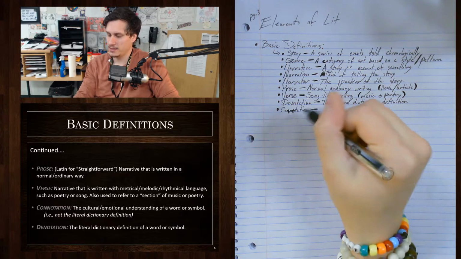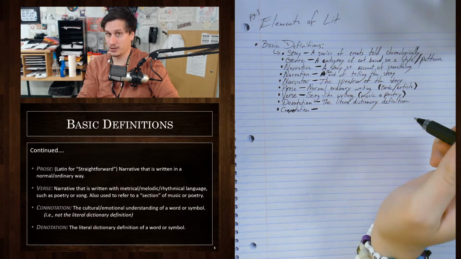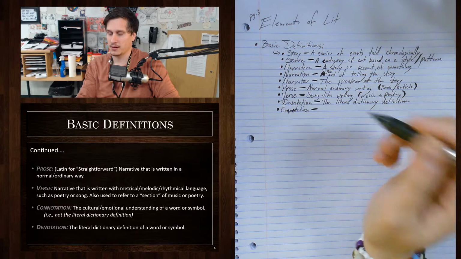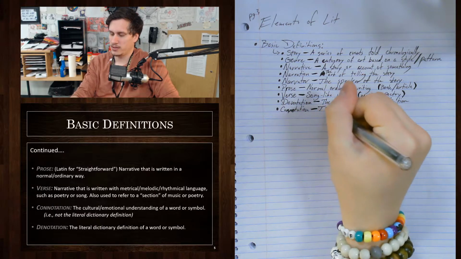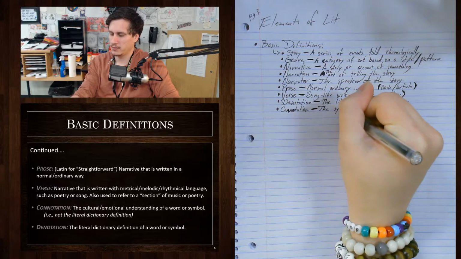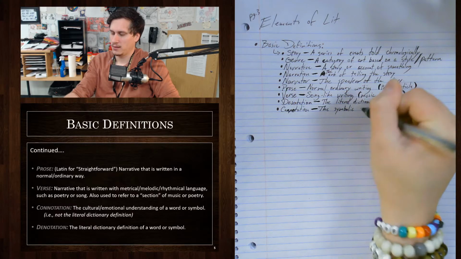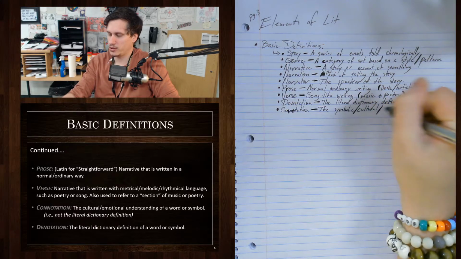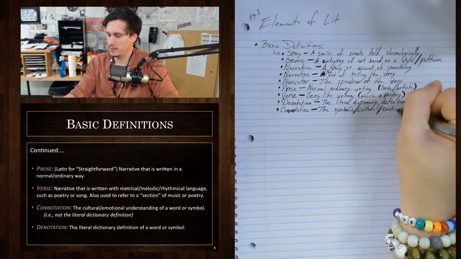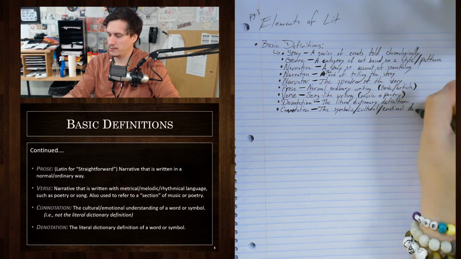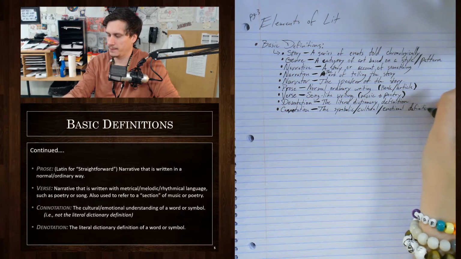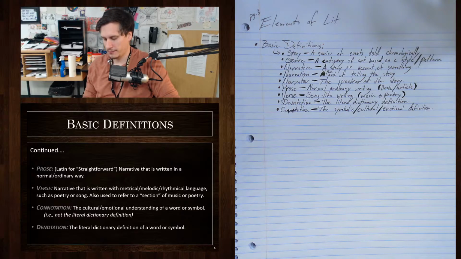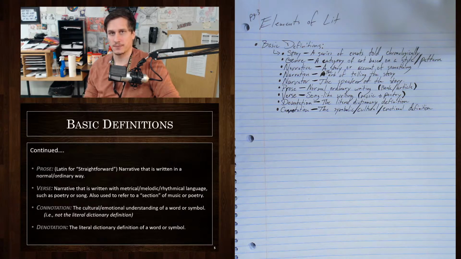So, denotation, one more time, is the literal dictionary definition, the literal meaning of something. Connotation is going to be the symbolic / cultural / emotional definition of something. It is the symbolic or emotional definition of something. Okay? I hope that makes sense. It is not the literal definition.